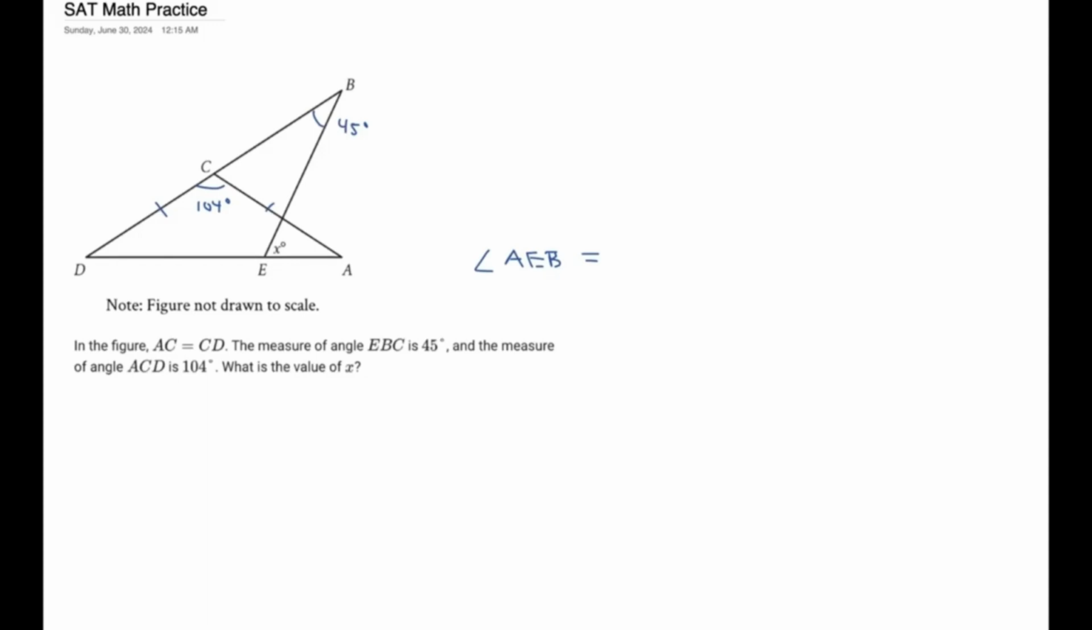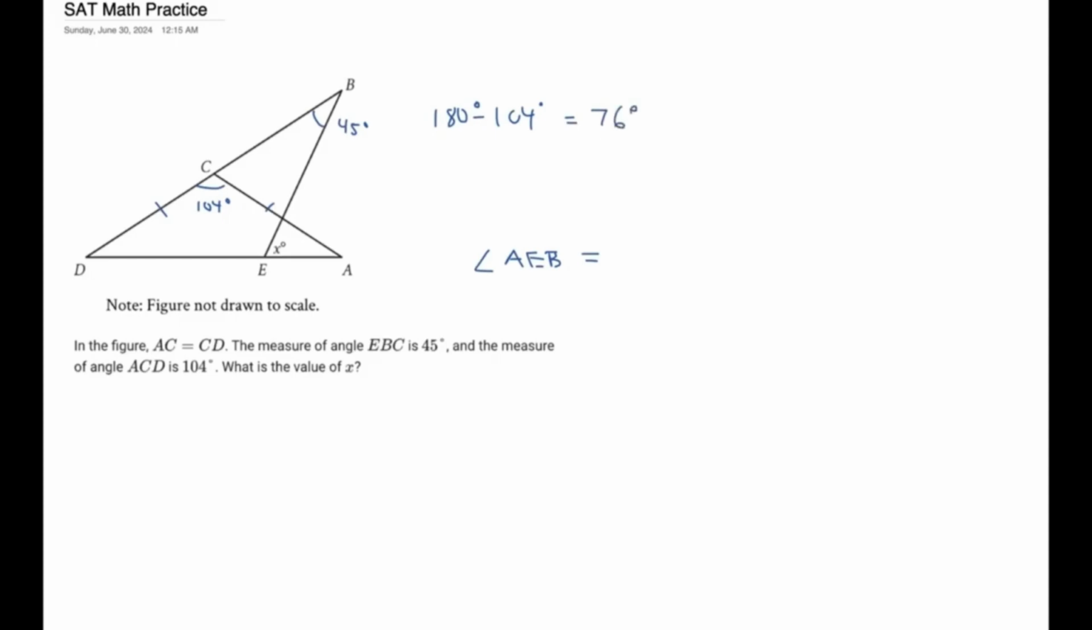Because these two side lengths are equal, we know that these angles here, angle D and angle A, are going to be equal to each other. Because there's only 180 degrees in a triangle, and we know angle ACD is 104 degrees, I should add units, there's 76 degrees between those two angles.